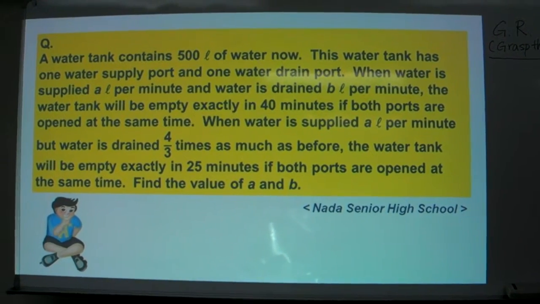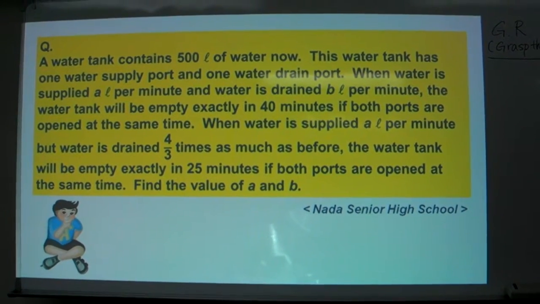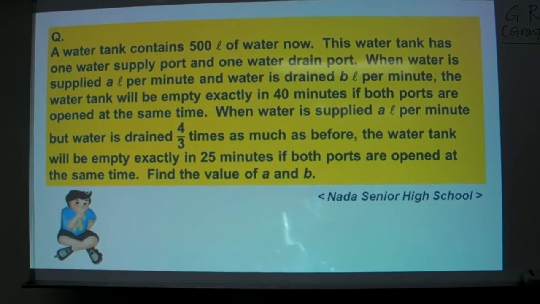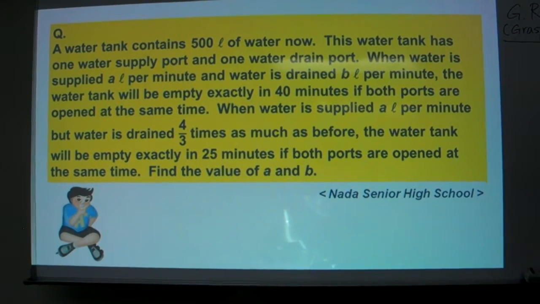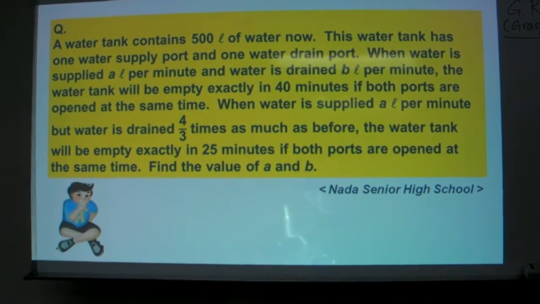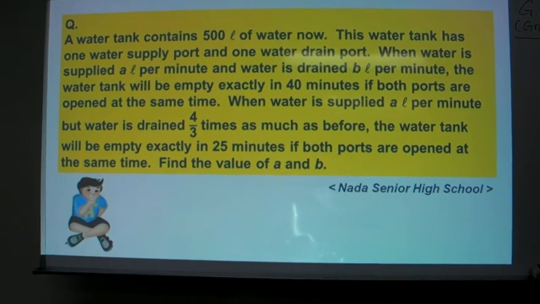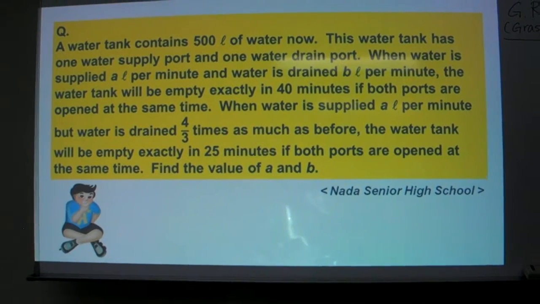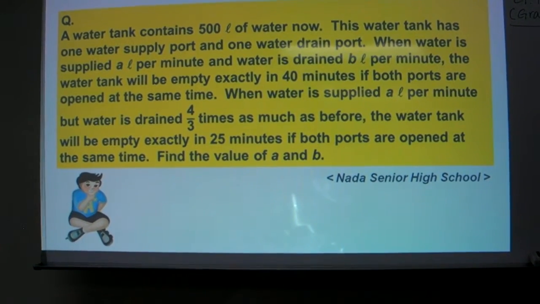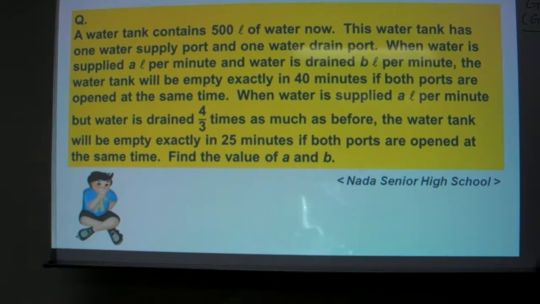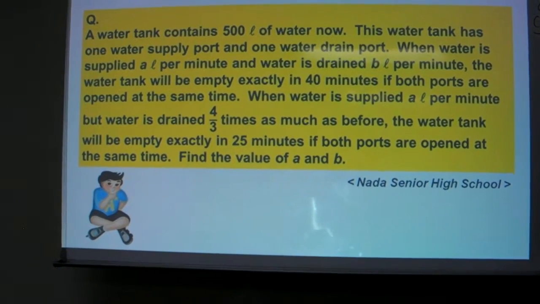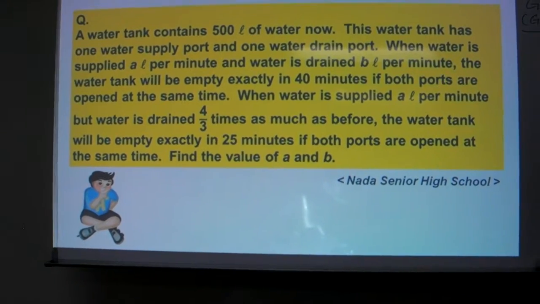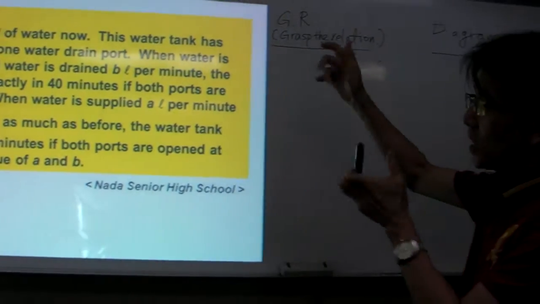Okay, so you open these 2 ports at the same time, and the water will flow in A liter per minute, and the water will flow out B liter per minute. Then if you open both taps at the same time, 40 minutes later, all the 500 liter water will go out.